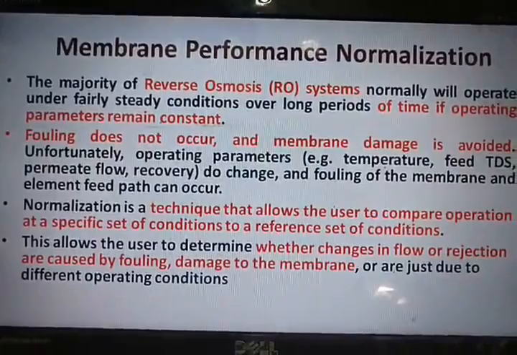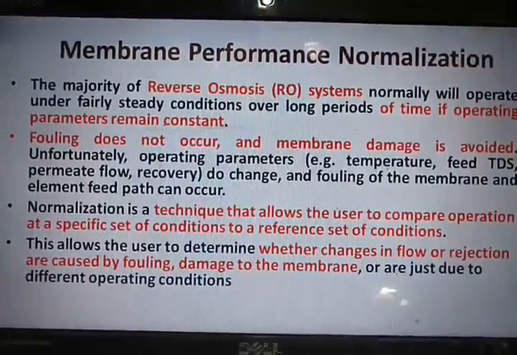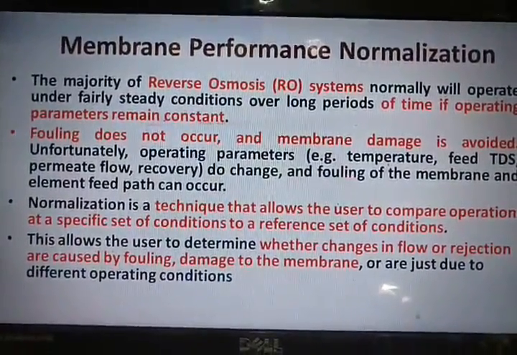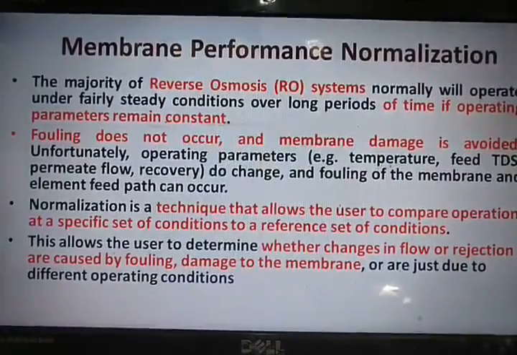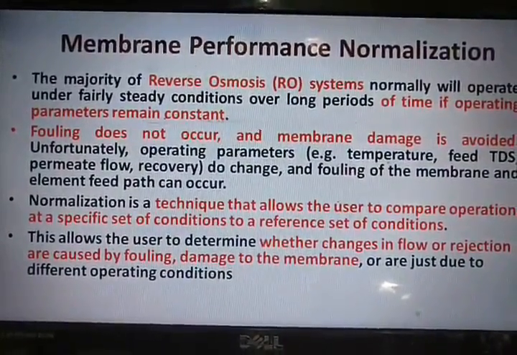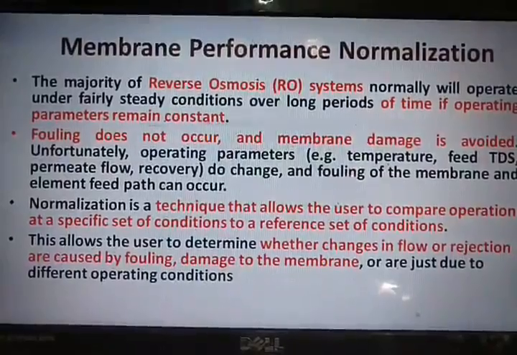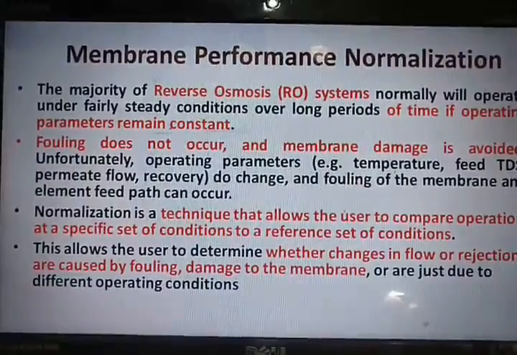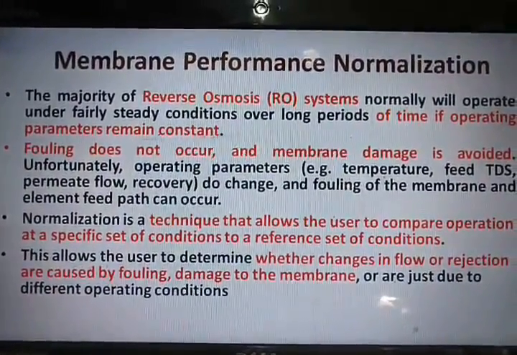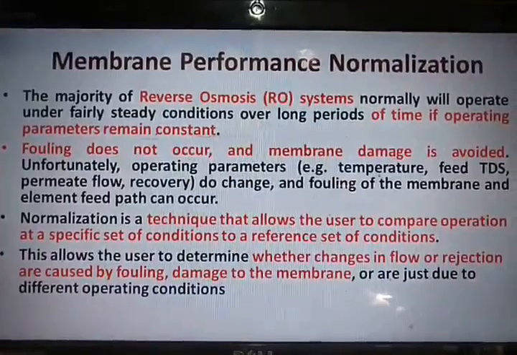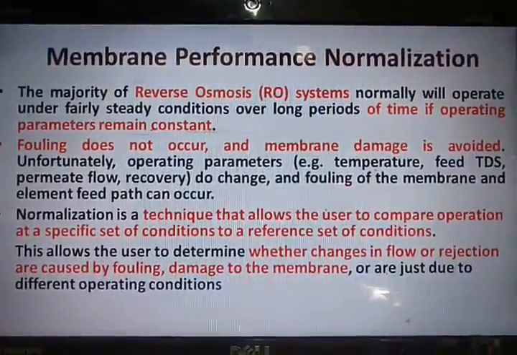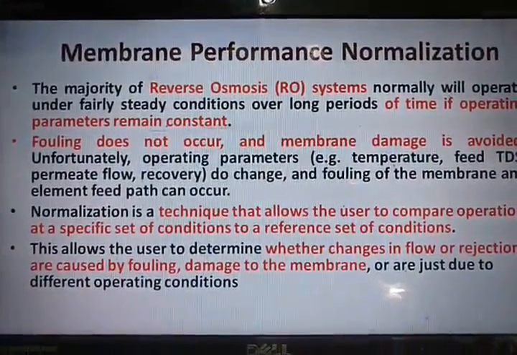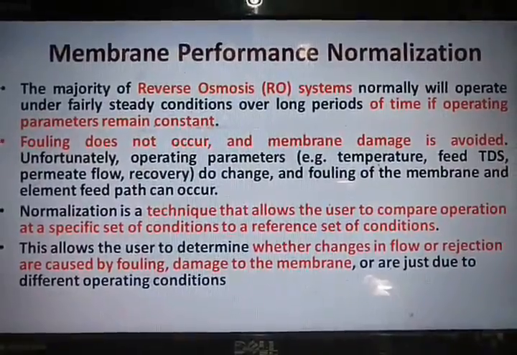So normalization is a technique that allows the user to compare operation at a specific set of conditions to a reference set of conditions. That means this allows the user to determine whether changes in flow or rejection are caused by fouling or damage to the membrane, or just by different operating conditions. If you know these normalization techniques, we can take maximum advantage of membrane processes by avoiding membrane fouling.